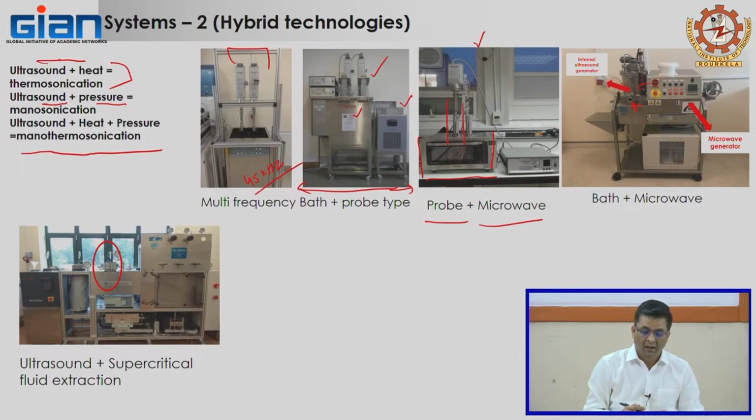Now this is all to do with, oh sorry, this is a permanent one. So if you look at ultrasound and supercritical, this is a supercritical system, which, I was trying to remove this circle. So this one is having a vessel.